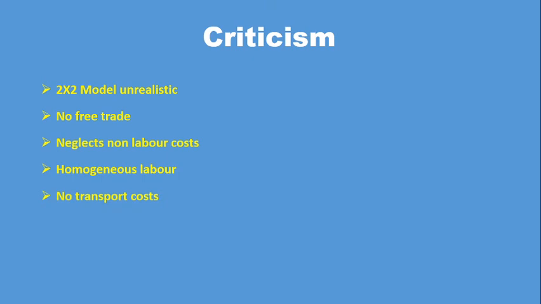No transport cost. Ricardian theory ignores transport cost in determining comparative advantage in trade. But transport cost plays an important role in determining the pattern of world trade. Next is full employment in the economy. The Ricardian theory assumes existence of full employment level in the economy. According to Keynes, underemployment exists in the economy rather than full employment level.